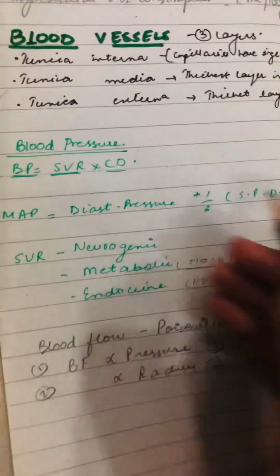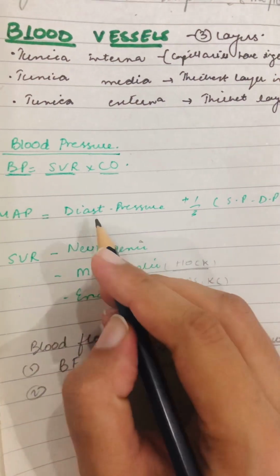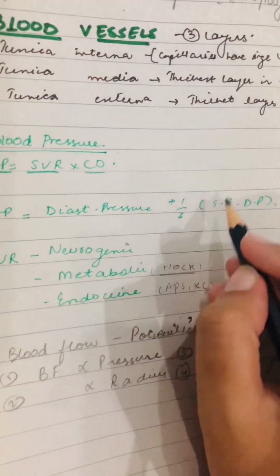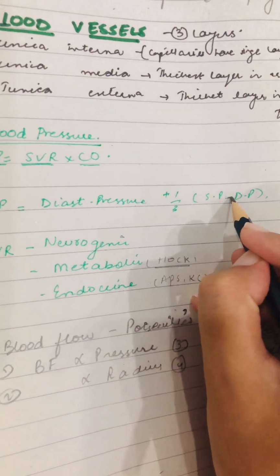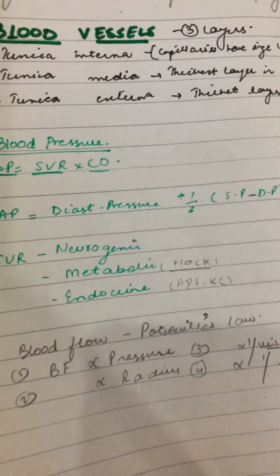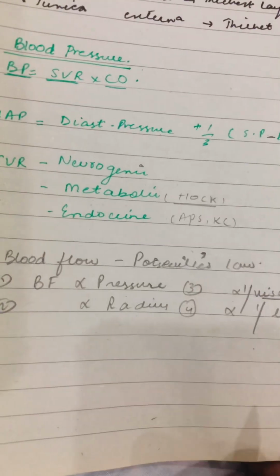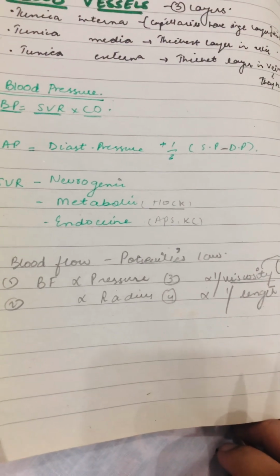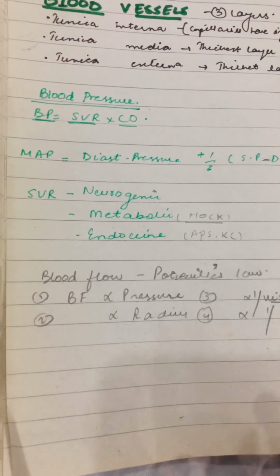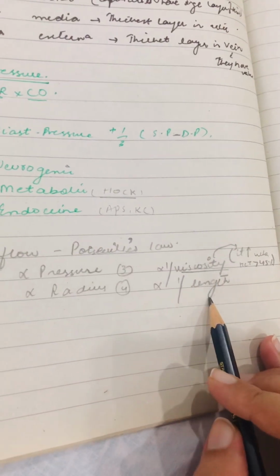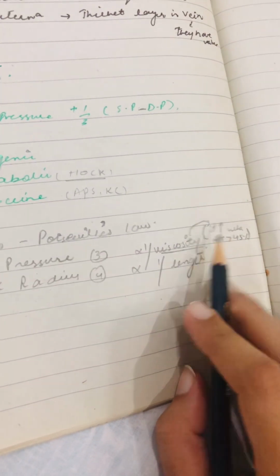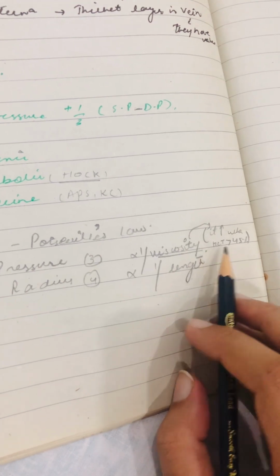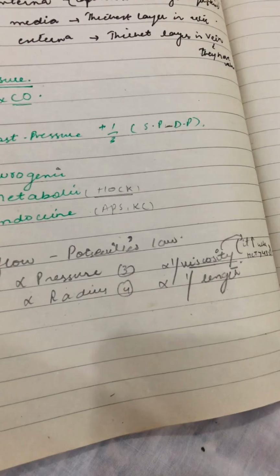Now we come to the MAP, that is the mean arterial pressure, that is diastolic pressure plus 1/3 of the difference of the systolic pressure minus diastolic pressure. So blood flow actually follows the Poiseuille's law, that is, it is directly proportional to the pressure and radius and inversely proportional to the viscosity and length. Viscosity increases in a person if the hematocrit is more than 45%.